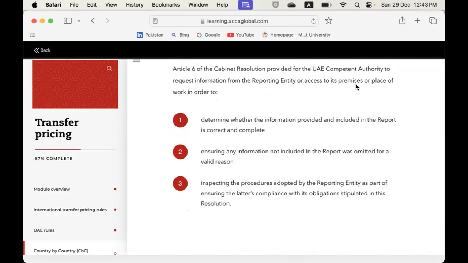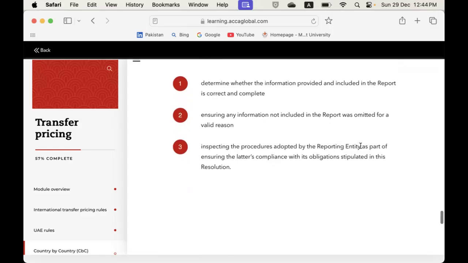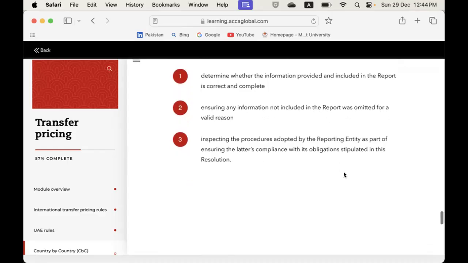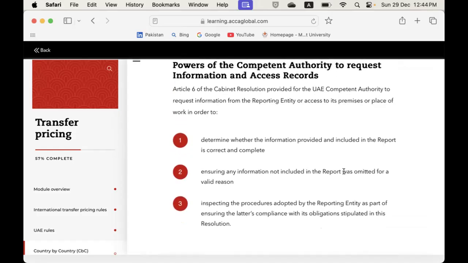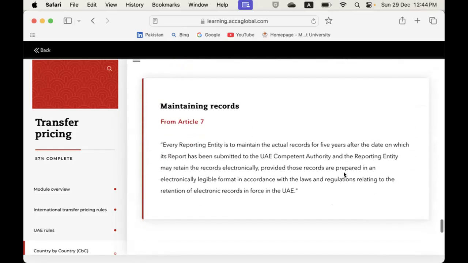The authority can also access the reporting entity's premises or place of work in order to determine whether the information provided and included in the report is accurate and complete. So, the Ministry of Finance can even access by entering the premises. Ensuring any information not included in the report was omitted for a valid reason. Inspecting the procedures adopted by the reporting entity as part of ensuring the latter's compliance with the obligations stipulated under this resolution. So, these are the mandates given to the competent authority in the UAE to assess whether information is correct on the CBCR.